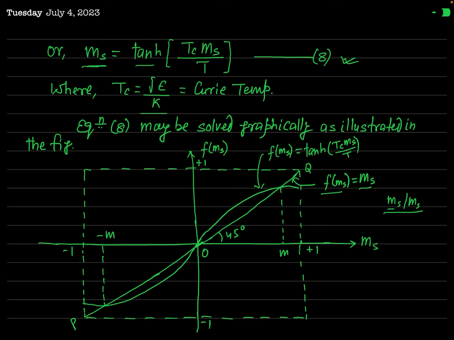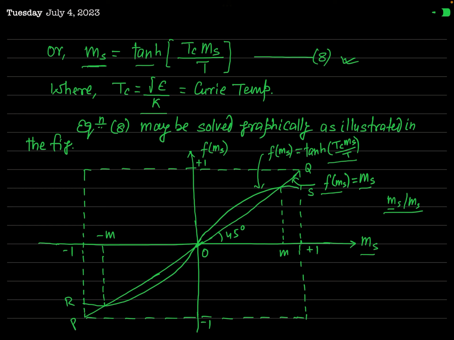The other curve is drawn by plotting the RHS of equation 8, that is tanh(Tc times ms by T). This function is plotted again against ms at the same place. The curve obtained after this plot is shown by this curve, let us say RS.